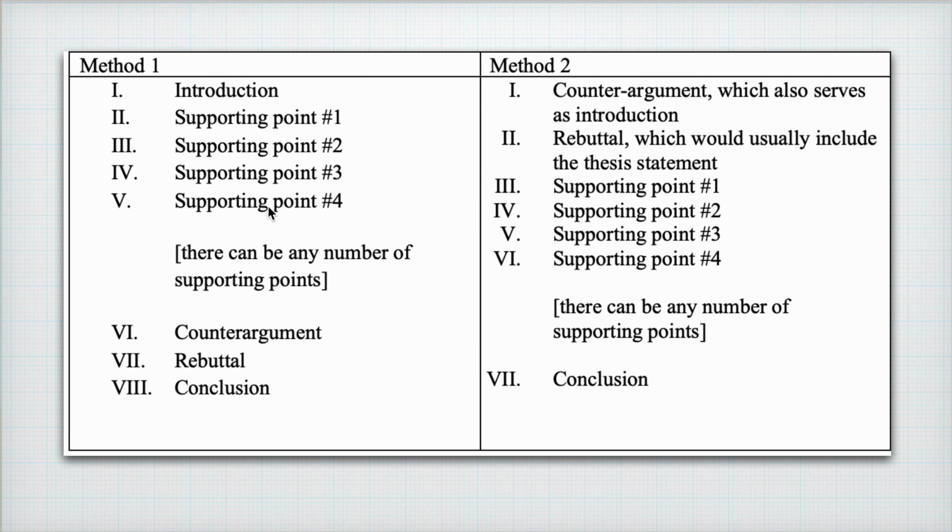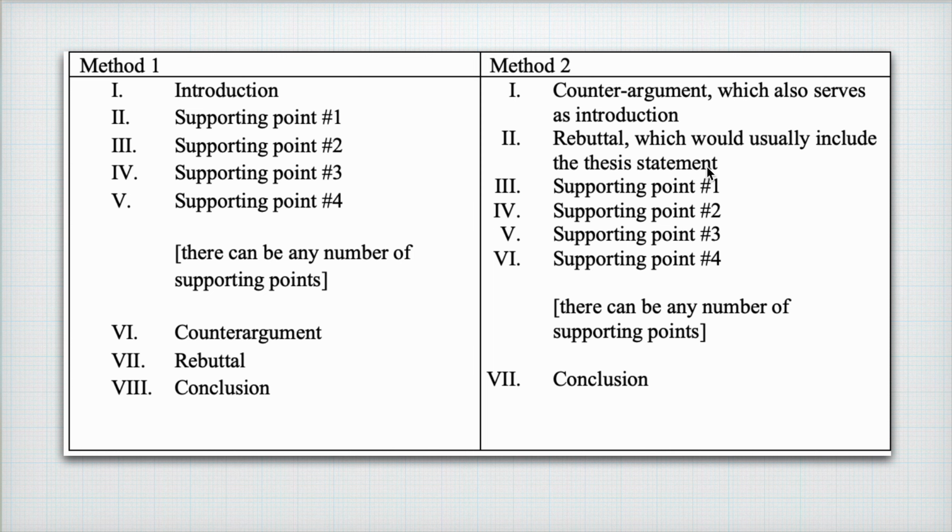Okay, so here we have two methods that you can use to organize your essay. So you can structure your essay in a couple of ways. So method one is your traditional standard method. So you'll start with your introduction and your thesis. You'll follow it with your supporting points, and of course, each should be a full body paragraph. You can have more than four. This is just an example. Make sure you include that counter argument and rebut it. So your counter argument and your rebuttal, and then you'll end with your conclusion.